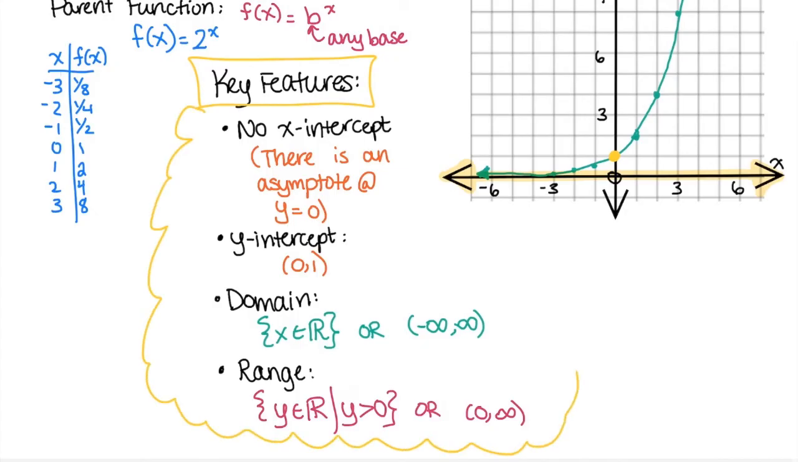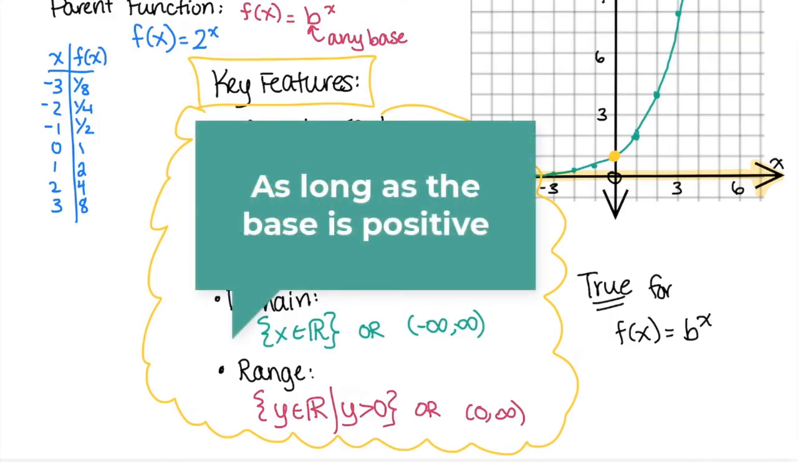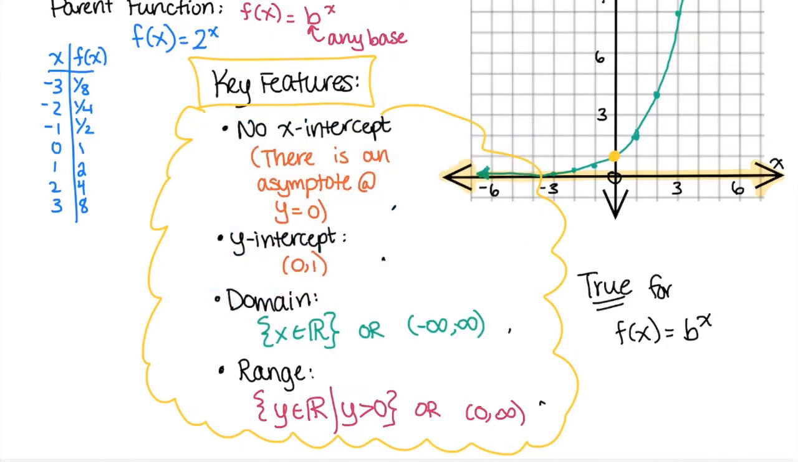Now, one quick note that I would like to tell you is that this is true for f of x equals b to the power of x. So no matter what our base is, we will always have these key features. Now, once we start to do some transformations though, our x-intercept, our y-intercept and our range could change, but our domain will always be x as an element of the reals, no matter what.